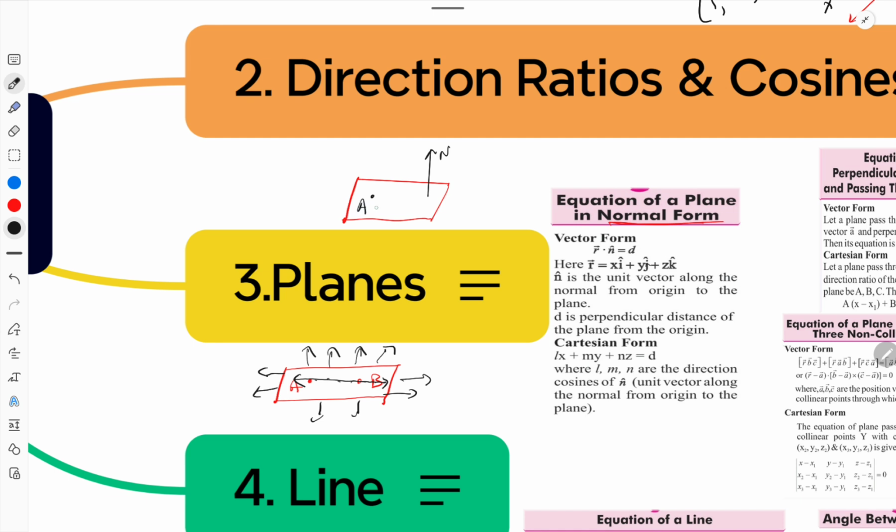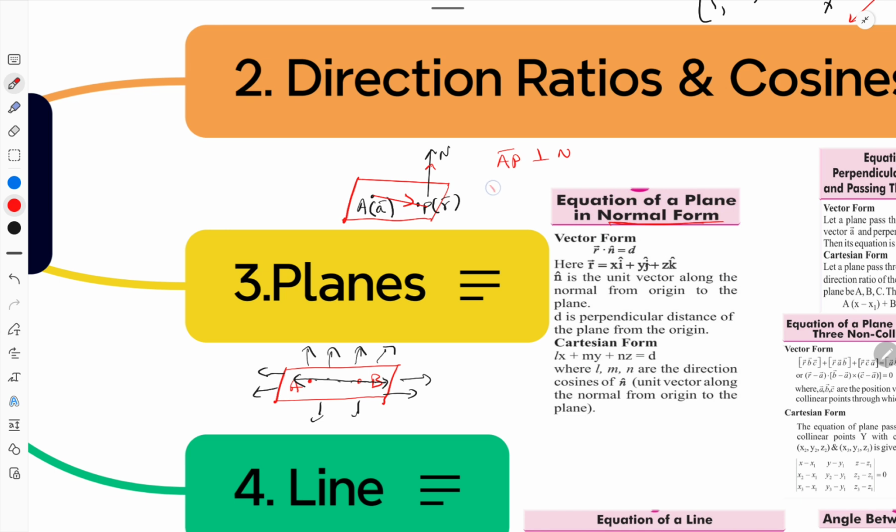Suppose you choose a point A. Only the normal will not be sufficient to fix the plane. You need a point on the plane. Let us call its position vector A bar. Then for the locus point, suppose you pick P as R bar, the line joining AP is perpendicular to the normal vector N. So that means the dot product is 0.